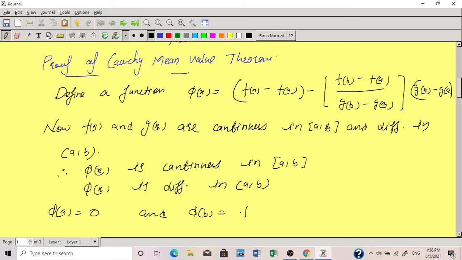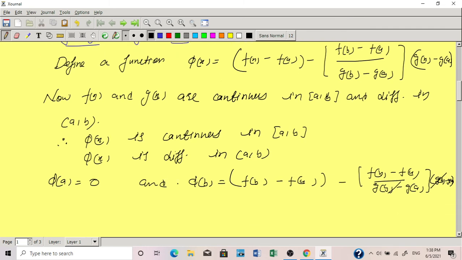इसको निकाल लेते हैं, f of b minus f of a minus f of b minus f of a divided by g of b minus g of a multiply by g of b minus g of a, तो ये कैंसिल हो जाएगा, so here again we will get phi of b is equal to 0. This implies phi of a is equal to phi of b. So phi satisfies all conditions of Rolle's theorem.